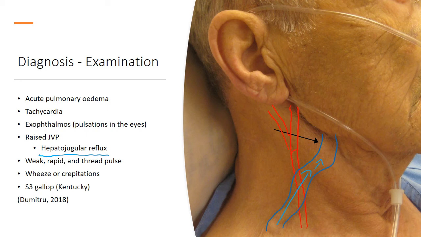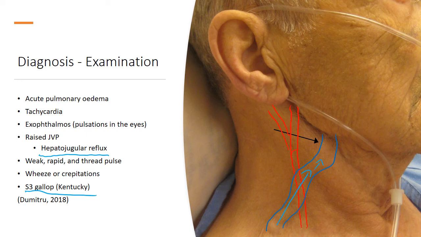Moving on then, we might also see a weak, rapid and thready pulse. Patients may have wheeze or crepitations on respiratory examination. We have this S3 gallop. Now this is one of our heart sounds that we might be able to identify. So if you are used to listening to heart sounds, then you'll be used to heart sounds 1 and 2, which is just the healthy lub-dub sound that we hear that denotes the closure of those 4 valves that we talked about earlier.